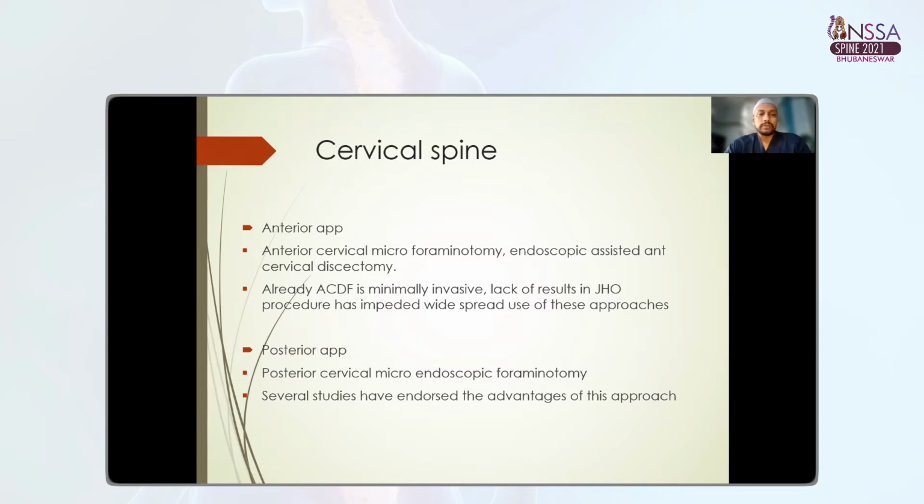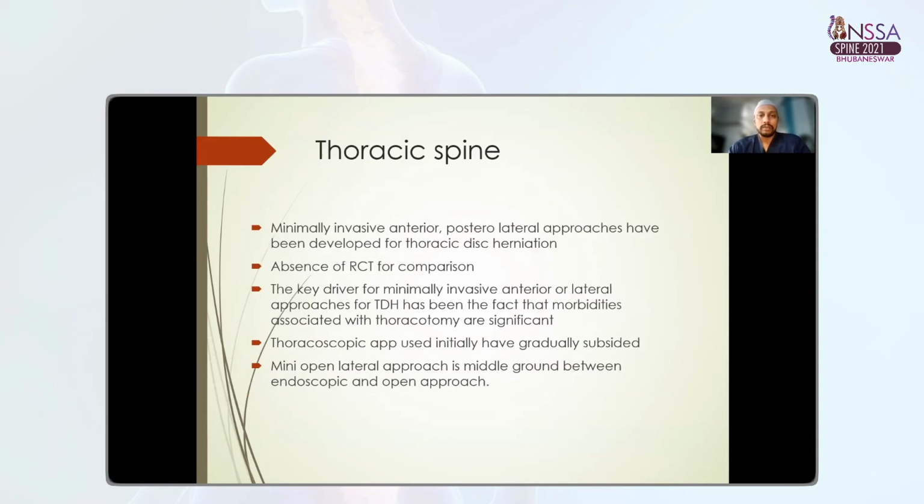The posterior approach, that is the posterior cervical microendoscopic foraminotomy, is very familiar, and many spine surgeons use this for the cervical spine. Multiple studies have endorsed the advantage of this approach over the open approach for posterior cervical pathologies. That is because in the open posterior cervical approach, there is a lot of muscle cutting and muscle dissection. It gives post-operative neck pain, and there is blood loss as well. There are also chances of injuring the venous plexus or vertebral artery. So posterior cervical microendoscopic foraminotomy is definitely being used by many spine surgeons.